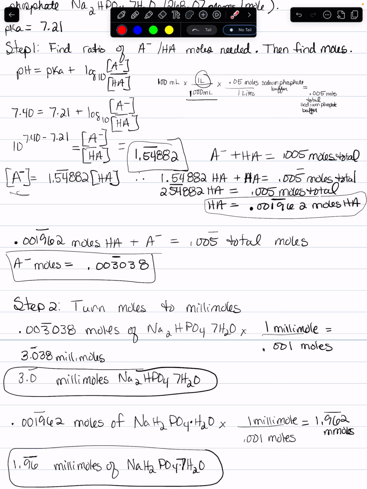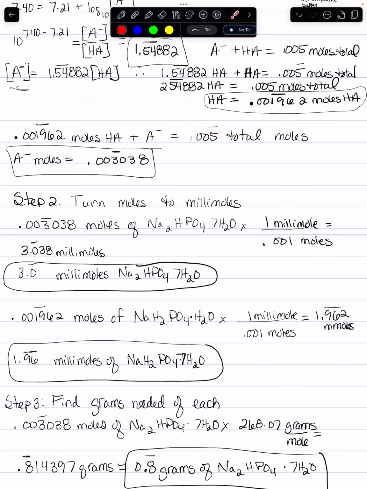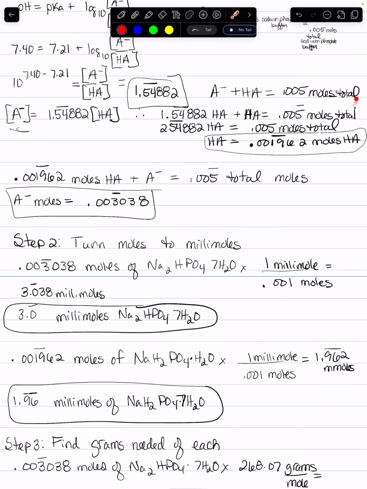So what we're going to do now is just add that up. Remember, there's an invisible 1 right here. So 1.54 HA plus 1 HA is going to be 2.54 HA, and that still equals total moles. Then you just solve for HA algebraically. Then you plug this value into this equation, because now we have HA and we can solve for A minus, which is our conjugate base.